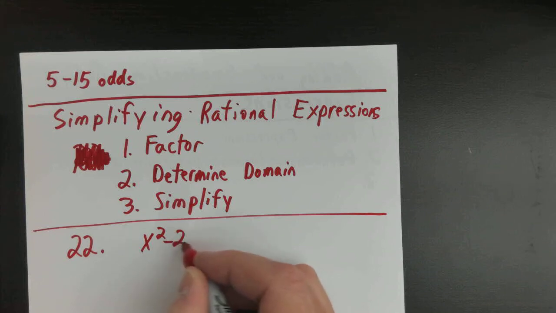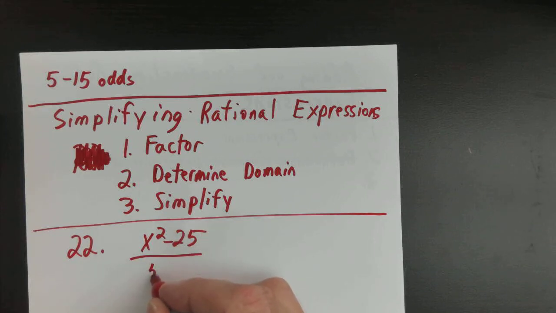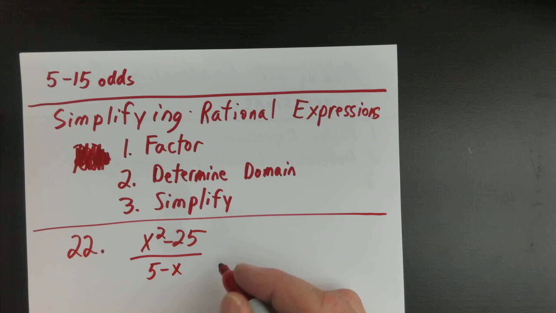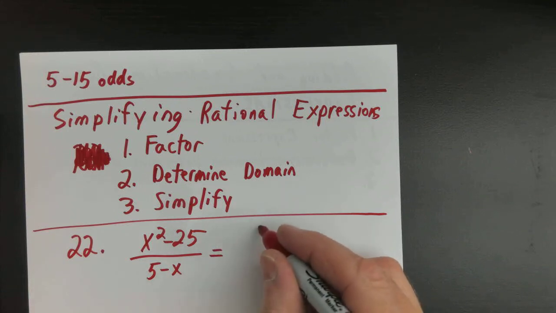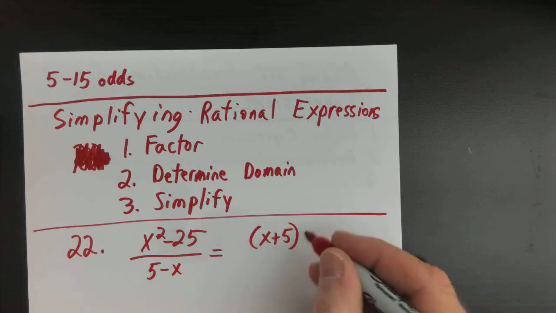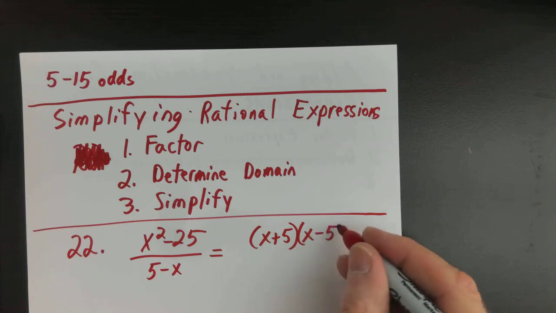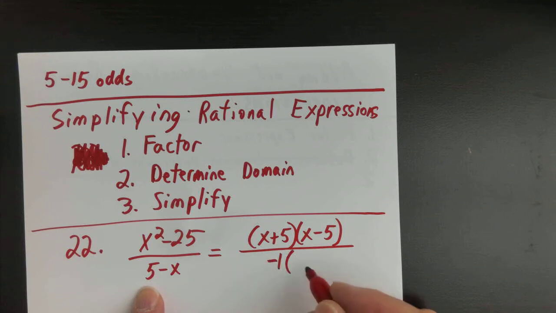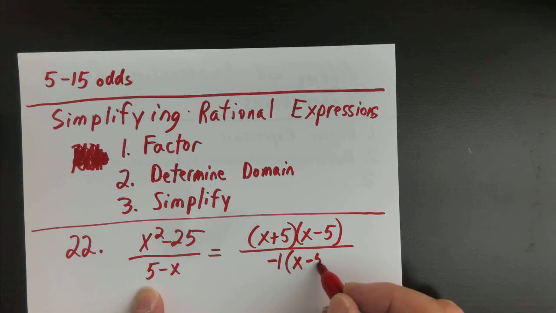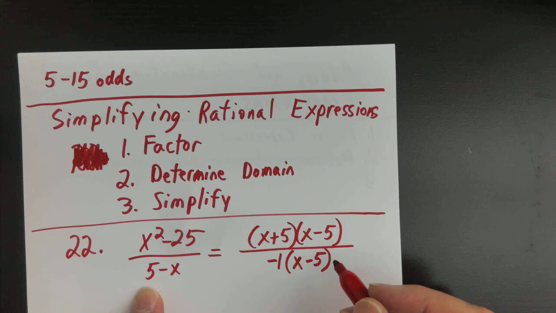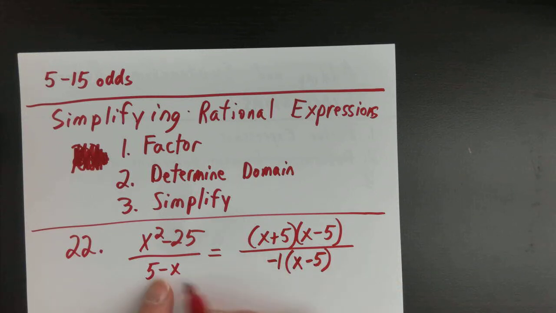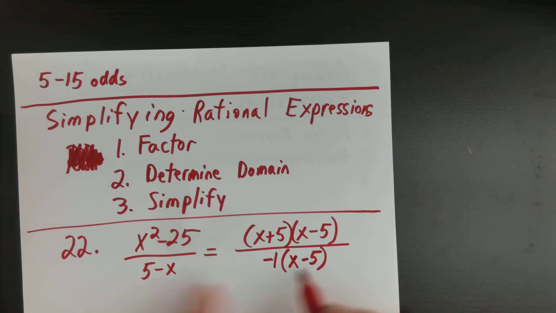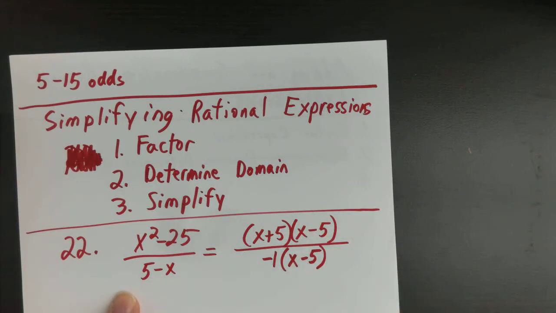X squared minus 25 over 5 minus x. Now I'm going to factor it, and that's a difference of squares. I got x plus 5 times x minus 5. I'm going to do something here. I'm going to take negative 1, and if I do that, then I go x minus 5, and negative 1 times x is the negative x. Negative 1 times negative 5 is the positive 5.